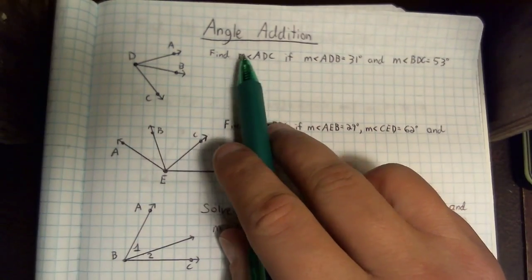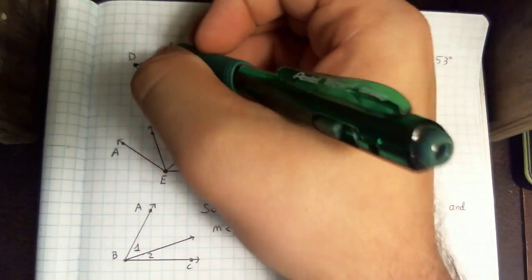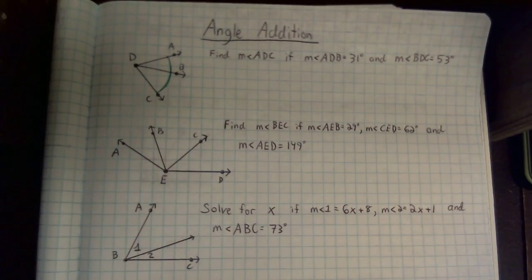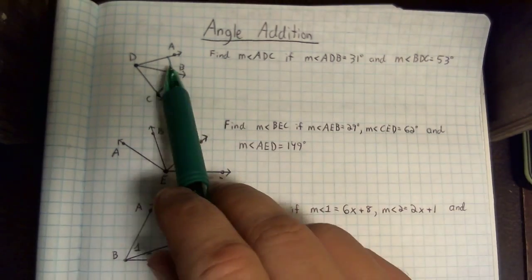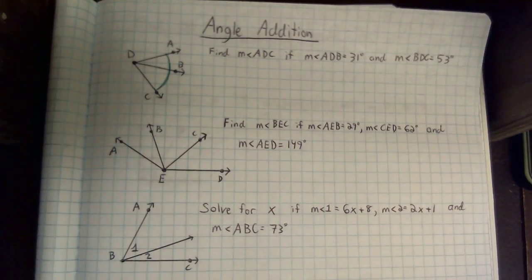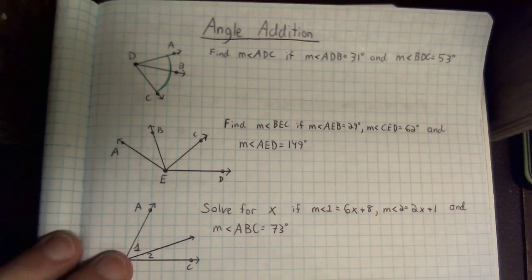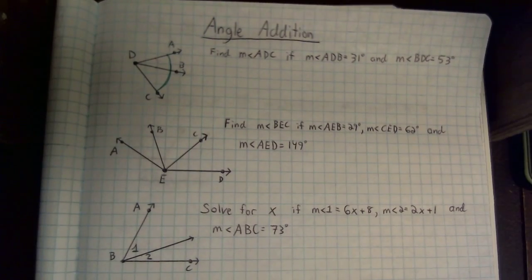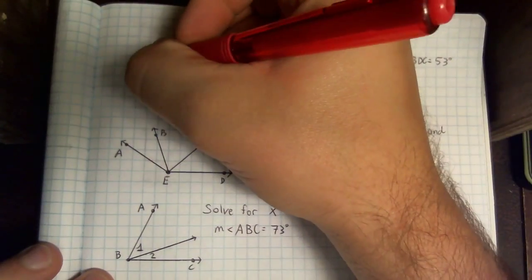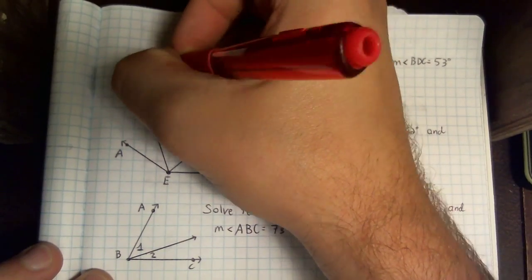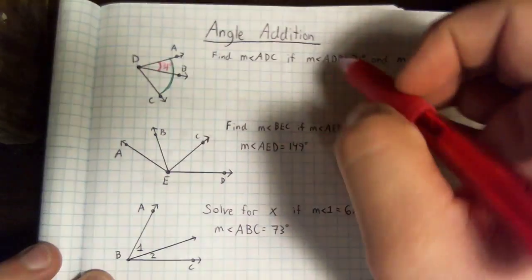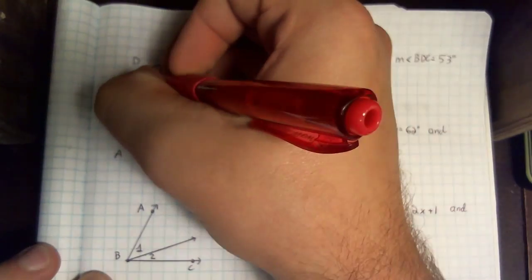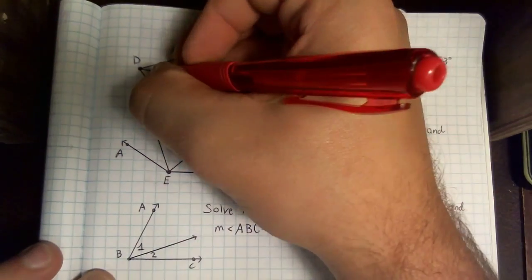So they're telling us to find ADC. ADC is this really large angle. So we're trying to figure out how much that total thing is worth. And then they tell us that angle ADB, that's the smaller one on the inside, is going to have a value of 31 degrees. So I'm going to mark that down. Here's the angle, and that's 31 degrees. And then it tells us that angle BDC, that's this angle down here, has a measure of 53 degrees.